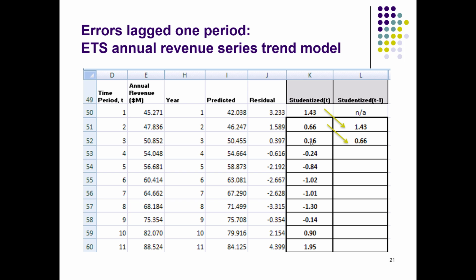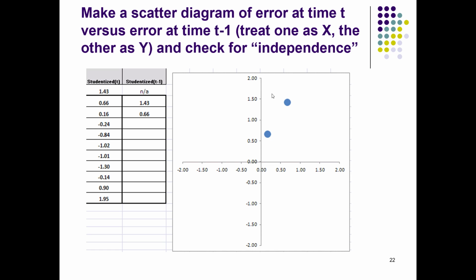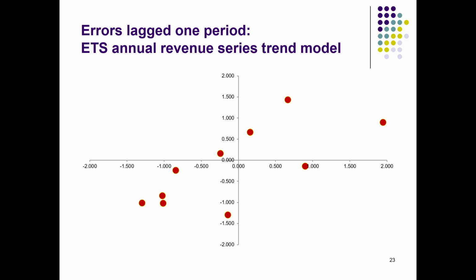So we take our ETS annual revenue data, right? We run our regression like we did before, except now we take the studentized residuals, and again, it doesn't really matter which one you take, and we lag it a term, i.e. period 2 becomes period 1, period 3 becomes period 2, t minus 1. Okay, so we've got our lag terms, and then we simply have to plot those lag terms. So we plot the lag terms, and we get something that looks like that.